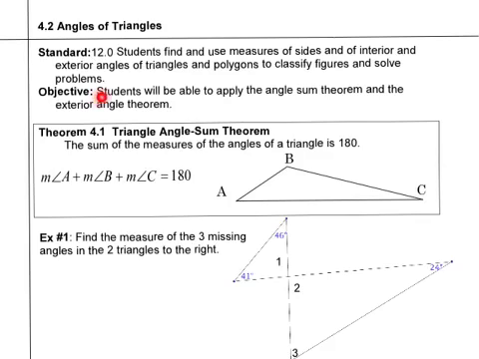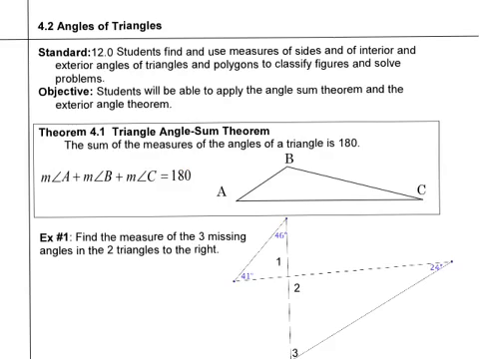The objective: students will be able to apply the angle sum theorem and the exterior angle theorem. The triangle angle sum theorem says that the sum of the measures of the angles of a triangle is always 180. You've probably seen that before, but basically what that means is if you add this angle and this angle and this angle of any triangle, it will always add up to 180.